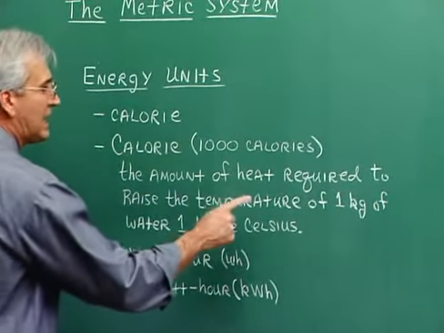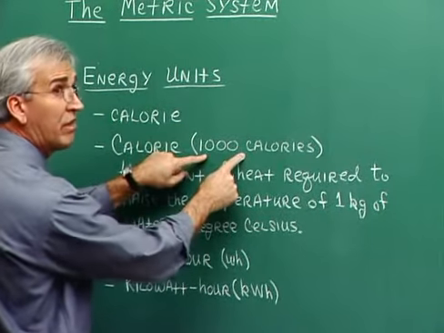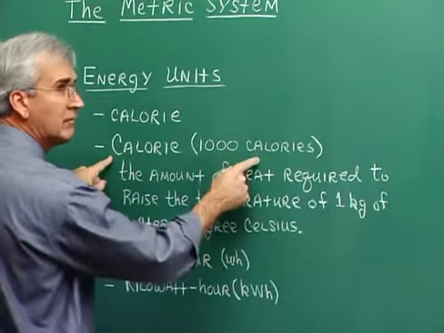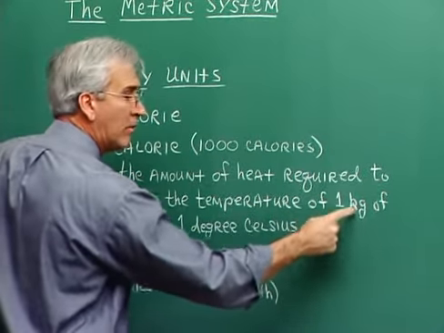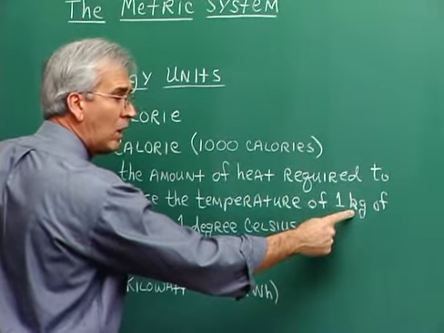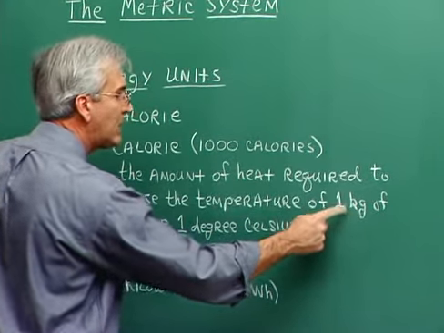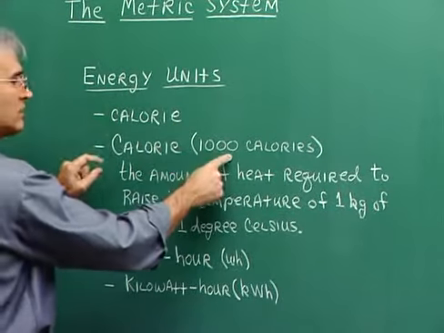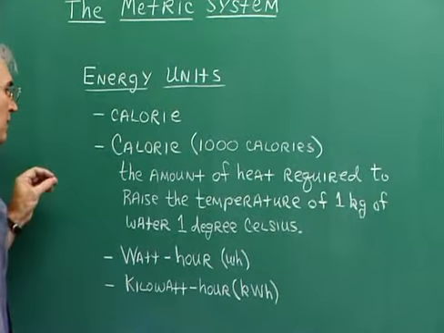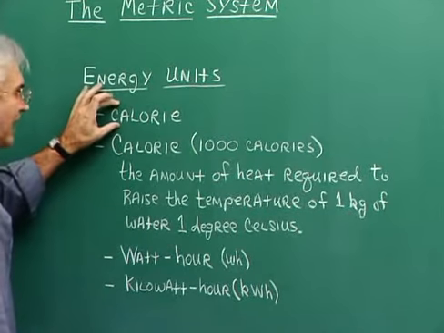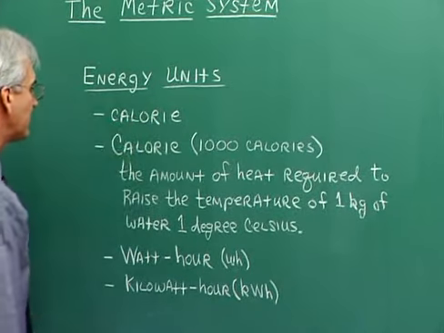By the way, if this calorie is 1,000th of the uppercase C Calorie, and here's a kilogram in this definition, well, 1,000th of a kilogram would be 1 gram. So it makes sense that the definition for the lowercase calorie would be the amount of heat required to raise the temperature of 1 gram of water 1 degree Celsius. So there is a close relationship between these two.